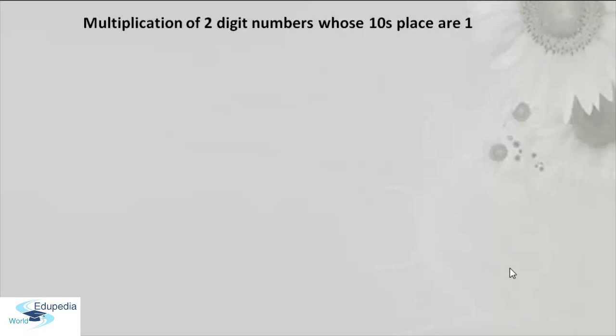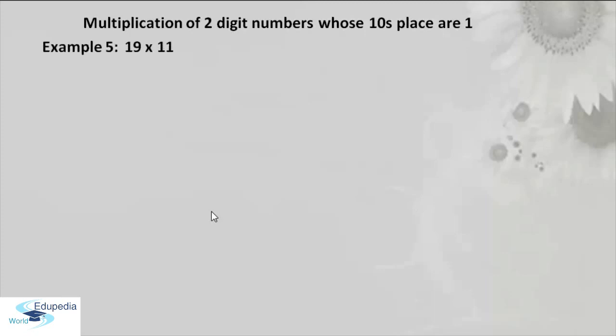In the last session we learned how to multiply two-digit numbers in which the tens place is 1 and the units place is of any kind. Following the same shortcut, in this session we are going to look at some more examples. The first example is 19 into 11.